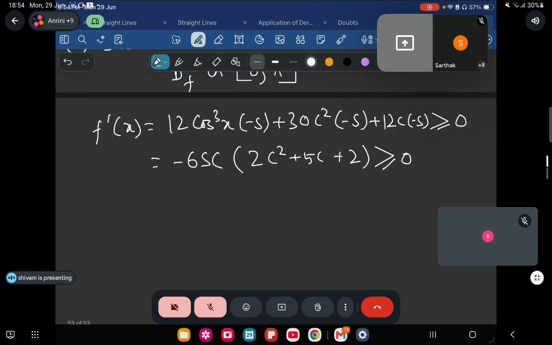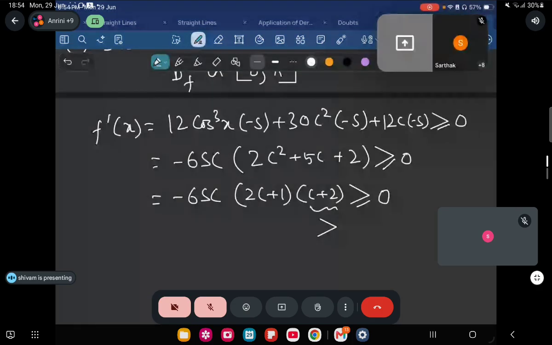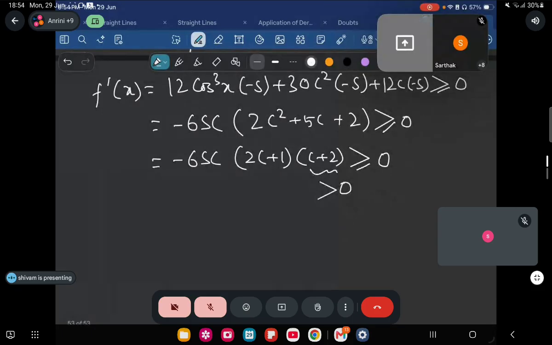After this, you can factorize it. You will get 2 cos x plus 1 into cos x plus 2, greater than or equal to 0. Now, in 0 to pi, cos x plus 2 is always greater than 0. Whatever you substitute, it does not matter. Next, sin x is also greater than 0 in 0 to pi, open. So we don't need to think about these two expressions. We just need to think about cos x and 2 cos x plus 1.